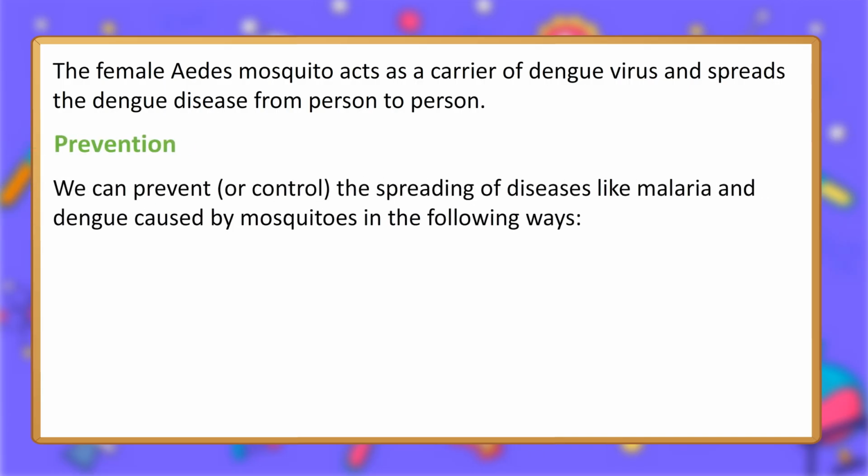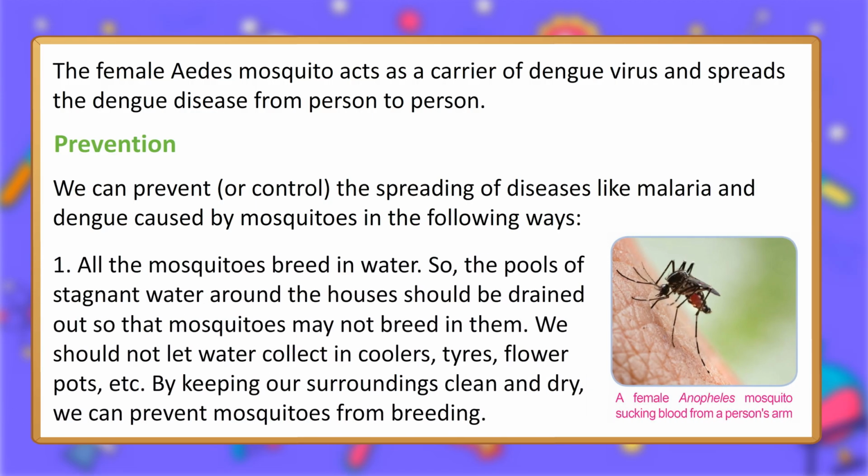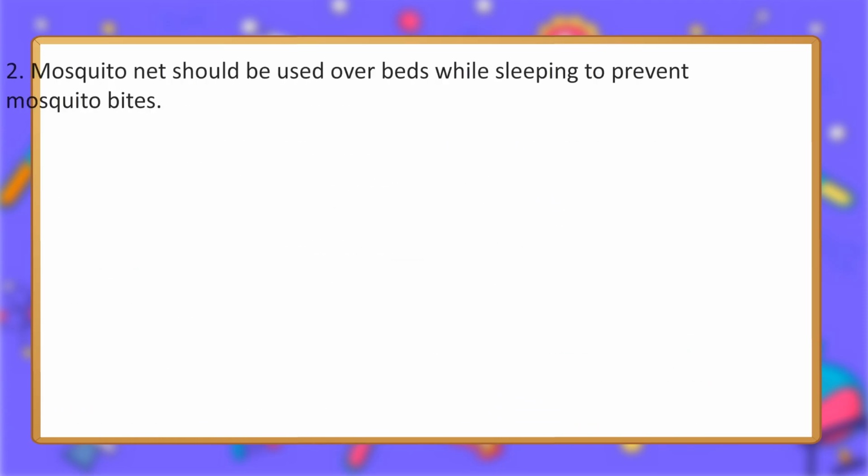Prevention. We can prevent, or control, the spreading of diseases like malaria and dengue caused by mosquitoes in the following ways. 1. All the mosquitoes breed in water. So, the pools of stagnant water around the houses should be drained out so that mosquitoes may not breed in them. We should not let water collect in coolers, tiles, flower pots, etc. By keeping our surroundings clean and dry, we can prevent mosquitoes from breeding.